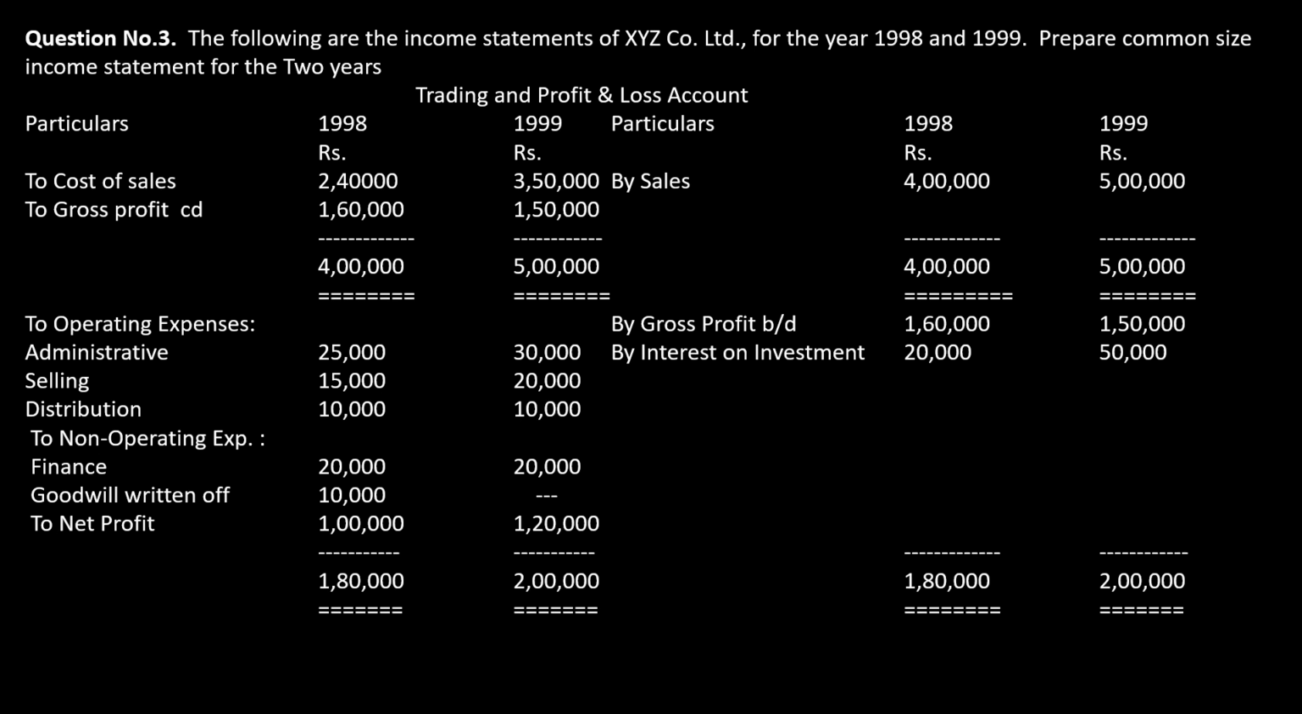Common size. We did comparative for two. We did two comparative statements: one is comparative income statement and comparative balance sheet. The same way we are going to do common size income statement and common size balance sheet. Okay, so this is all about the sum. It is given in a trading and P&L together. Now we are going to do it in a vertical form again as we did in the first case. That we'll see in the next slide.